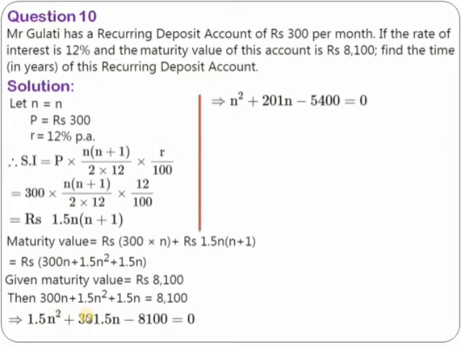Now 301.5, when you divide it by 1.5, check it. I want to see your work in your copy. If you divide 301.5 by 1.5, you will get 201. Similarly, when you divide 8,100 by 1.5, you will get 5,400, and this will be equal to 0. When you divide 0 by 1.5, it will remain 0 as well.